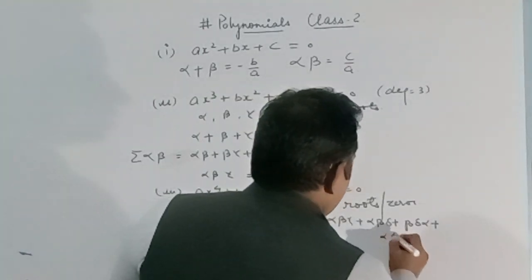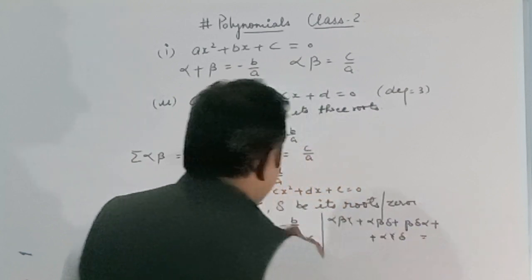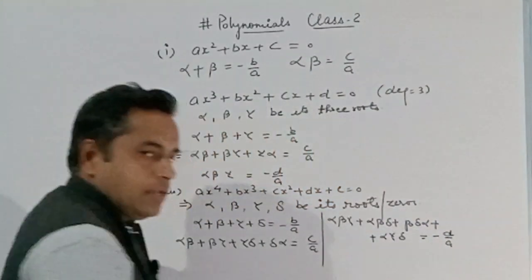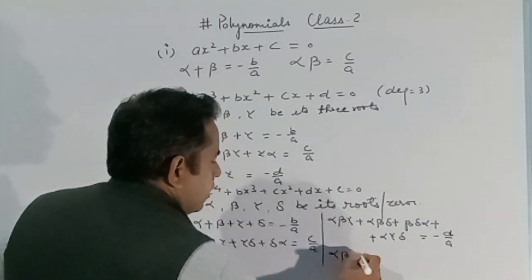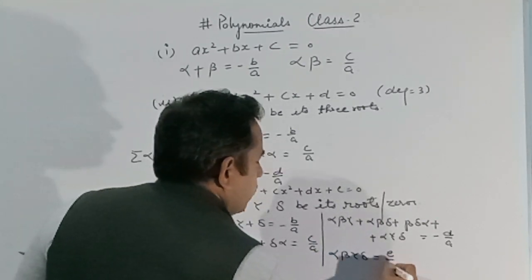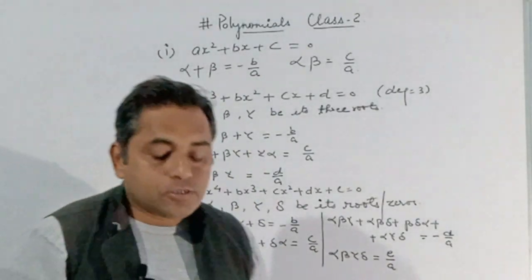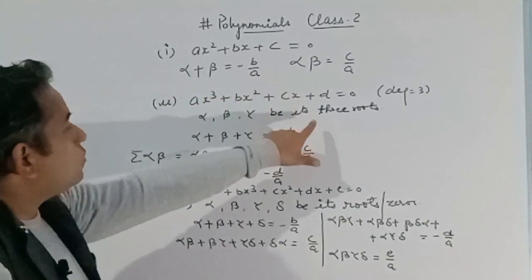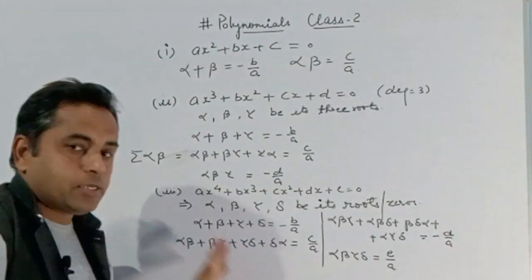Alpha, gamma and delta, this is also in plus. What will it be? Minus d upon a. Clear? Now see, alpha beta gamma and delta, what will it be? E upon a. These are the relations between the coefficients and zeros of the quadratic equation and cubic equation.